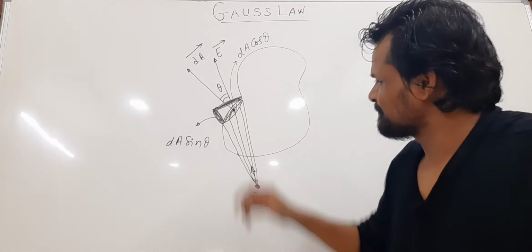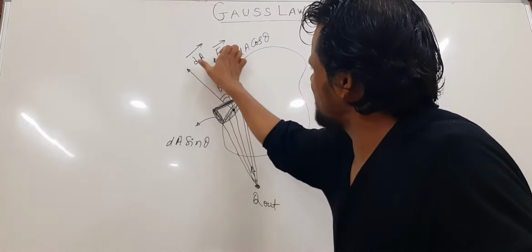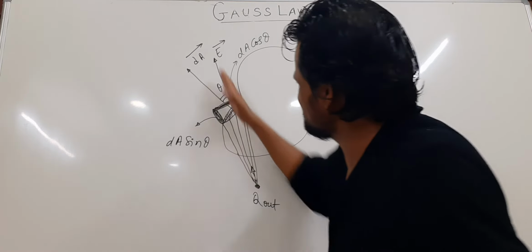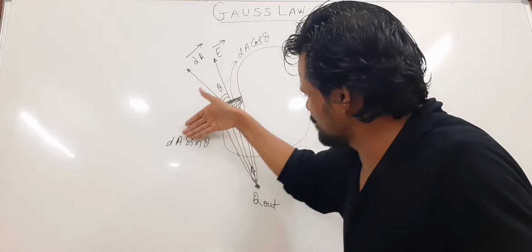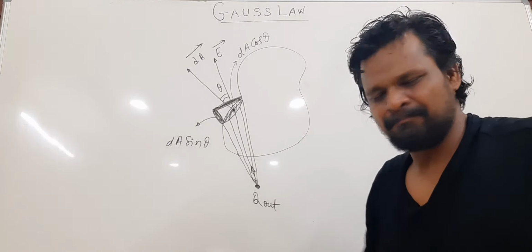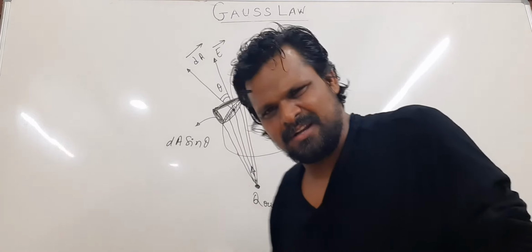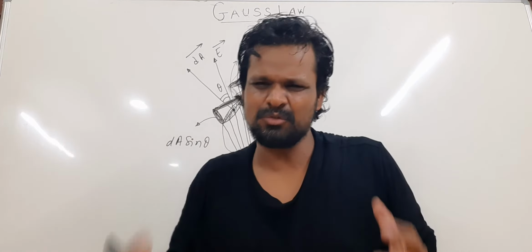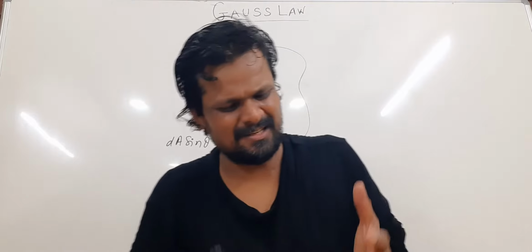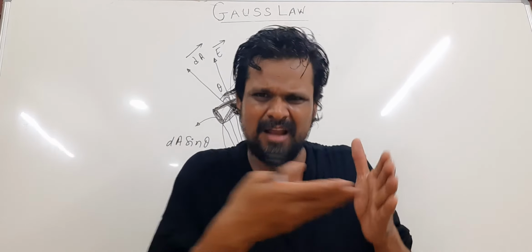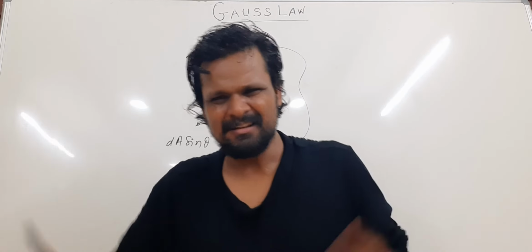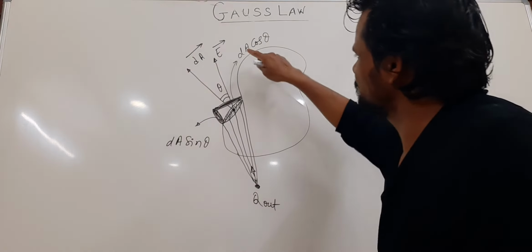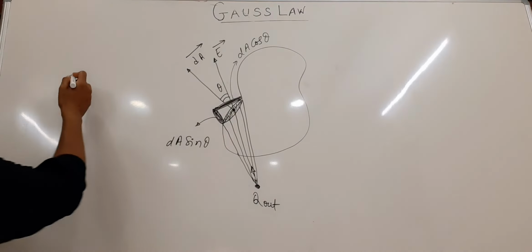Of course, in this direction lines pass, in this direction no lines pass. So flux is a scalar quantity. Qualitatively it says the penetration of lines across this area. Now, what is the flux through this surface?